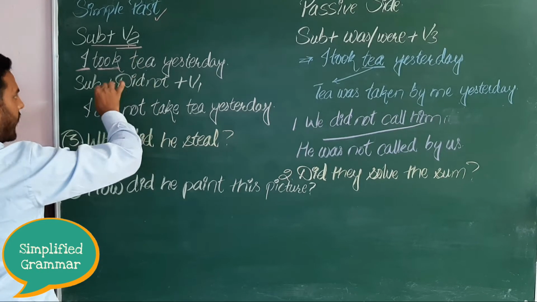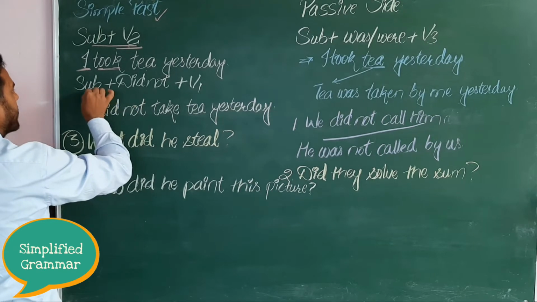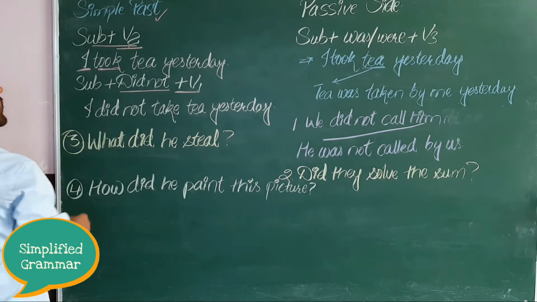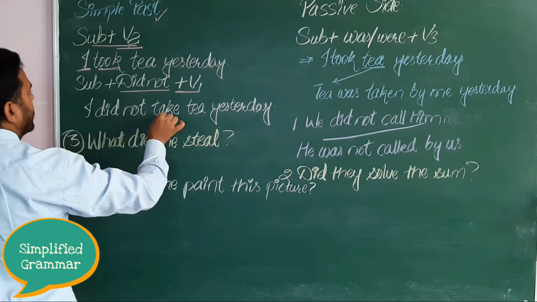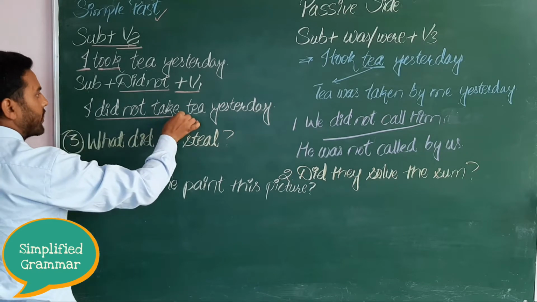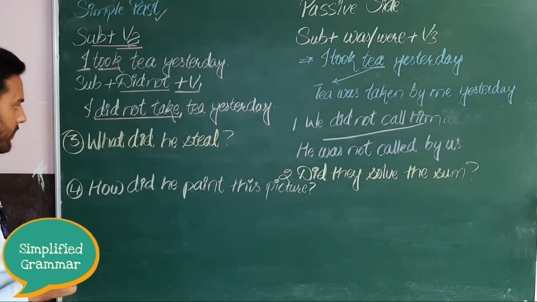In the negative sentence, it will appear as subject plus did not plus verb first form, like I did not take tea yesterday. You can see here did not plus take, which means did not plus the first form of the verb.